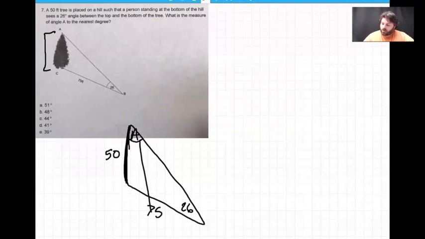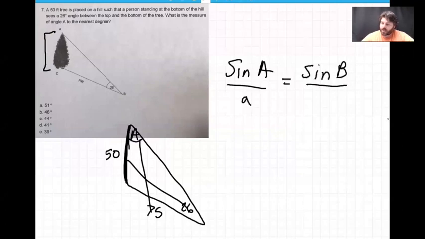Well, you see how these are across from each other? Whenever you're dealing with angles that are across from sides that we know, we always use the law of sines. So the sine of A over the length of side A should equal the sine of B over the length of side B. All right, so this is angle B, this is side B, this is angle A, so this is side A. You always deal with the ones across from it.